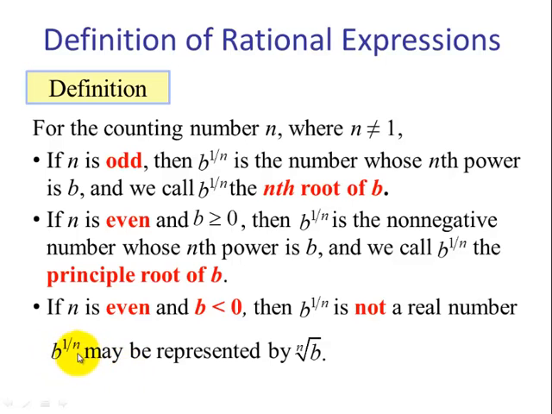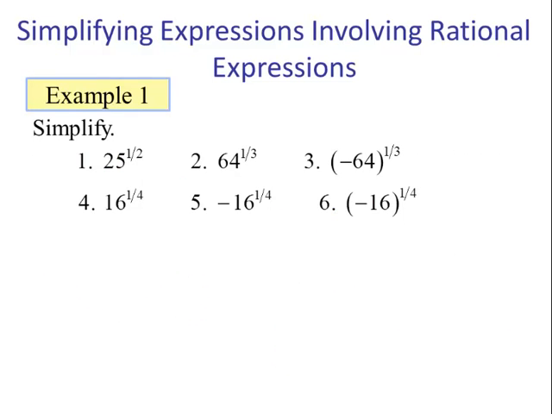So there is a connection between rational exponents and radicals. The denominator of the fraction is equal to the index. Let's do some examples. Example 1. Simplify these numbers 1 through 6.